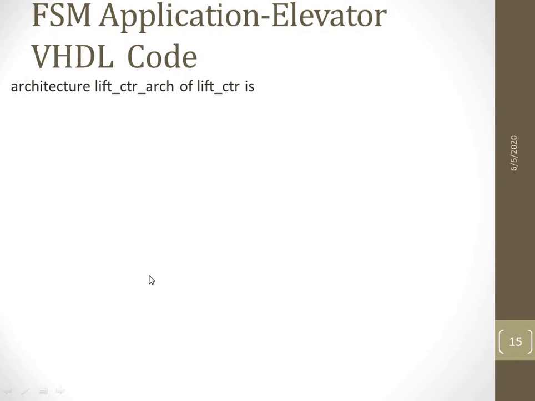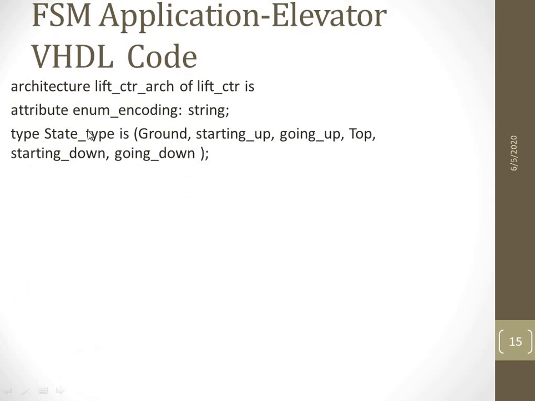So here I am going to explain the architecture in the behavioral modeling style. Some attributes I am going to include. The attribute is enum encoding, because I want to see the strings: ground, starting up, going up, top. Attributes are nothing but extra things added to the design, or extra behavior I want to show. So I am indicating this state type as a state machine using the type declaration.